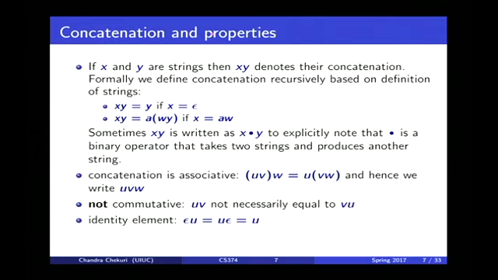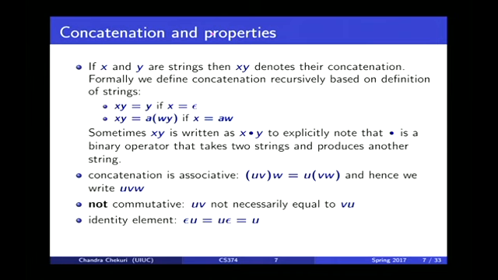Concatenation of strings. If I take two strings x and y, xy is a concatenation of x with y, which is a unique string obtained by putting y at the end of x. But formally we'll define it as follows: xy is y if x is epsilon, and xy is a(wy) if x is aw. Why is it important? Because we are using the formal definition of a string itself to define concatenation. What is a string? It's either epsilon or aw, where a is a letter of the alphabet and w is a string. So we are using that here to define concatenation formally.